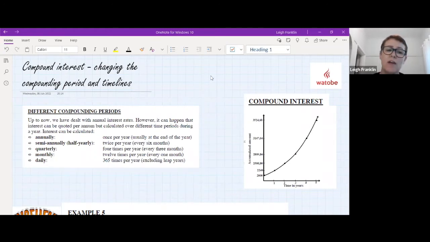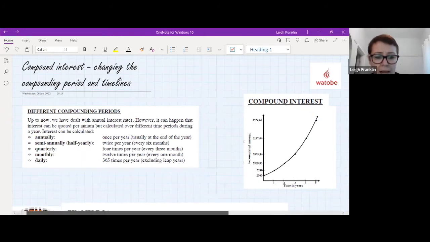All right, so this is important for our work in grade 12, where our interest is compounded more frequently than annually. And we also need to understand how timelines work in order to be able to assess the future value and present value questions that are part of the matric syllabus. Okay, so let's get started.